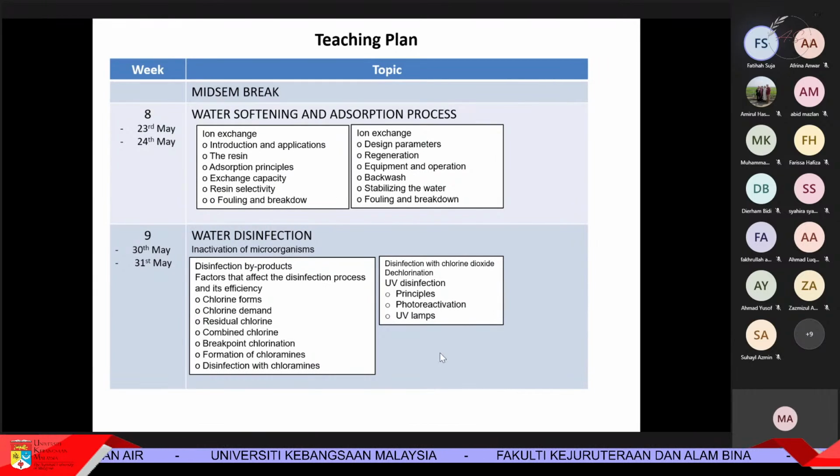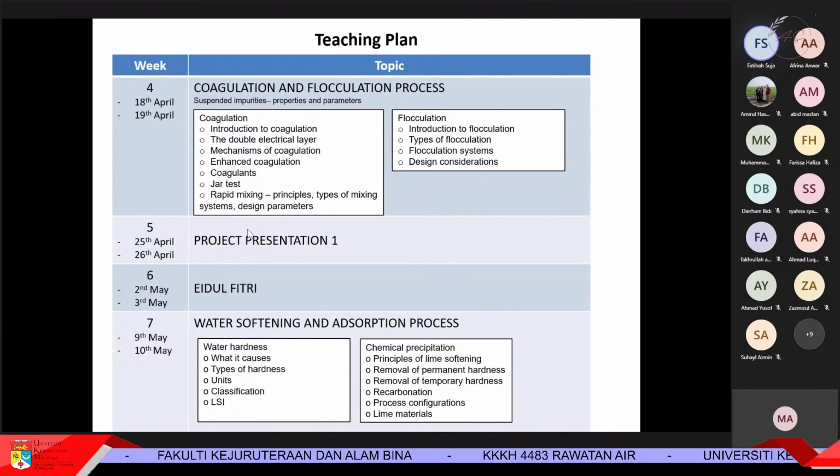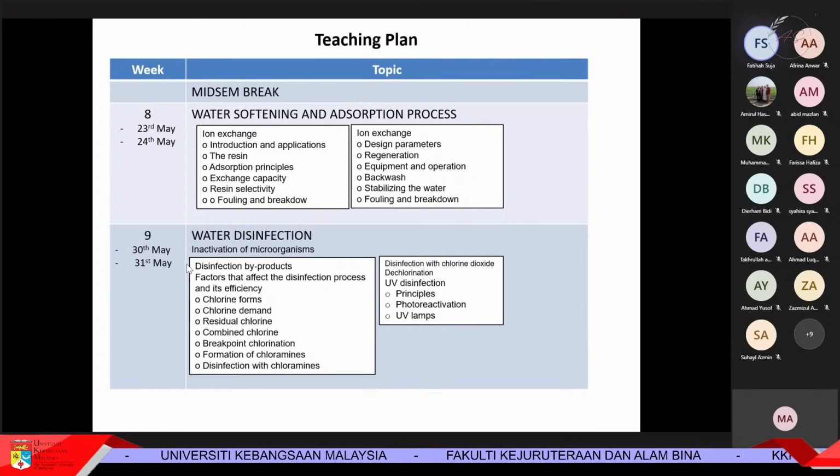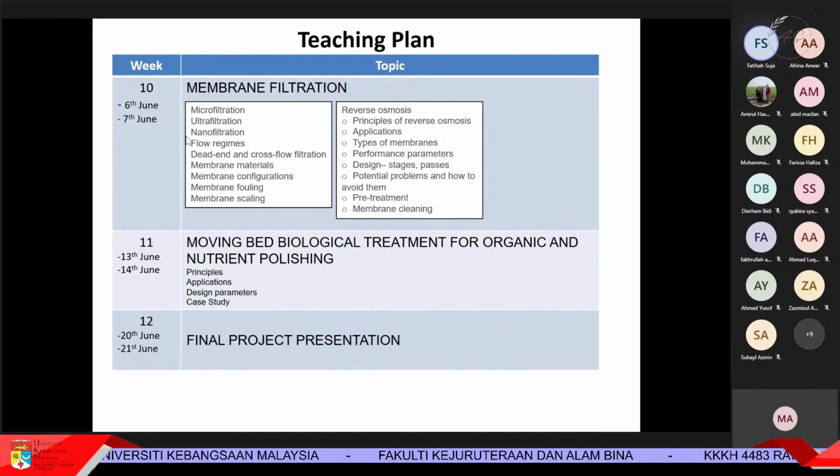9th week, water disinfection. So if possible, I want to cover as many topics as possible before the mid-sem break. But it's not enough, because when you present your project presentation, I want you to have at least some knowledge. And don't worry, this project presentation 1 is not a detailed design. So on the 9th week, we have water disinfection.